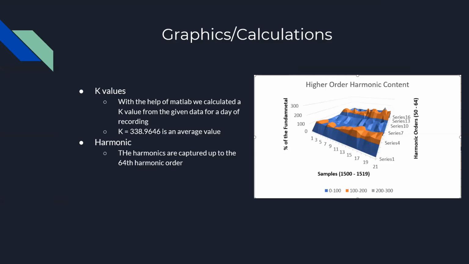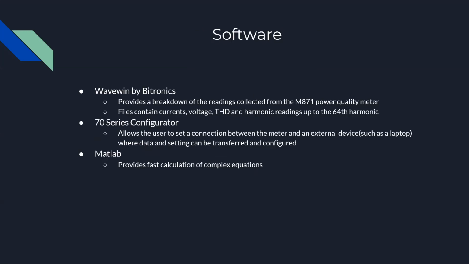For graphics and calculations, the K value, with the help of MATLAB, we can calculate a K value from the given data for a day of recording. Our K value was an average of all the values throughout the day, and it came out to be 338.9646. And the harmonics, we captured all the way up to the 64th harmonic order. The software was Wavewin by Bitronics, which provides a breakdown of the readings collected from the M871 power quality meter. Files contain the current, voltage, THD, and the harmonic readings up to the 64th harmonic. The 70 series configurator allows the user to set up a connection between the meter and an external device such as a laptop, where data and settings can be transferred and configured, and MATLAB provides fast calculations for complex equations.